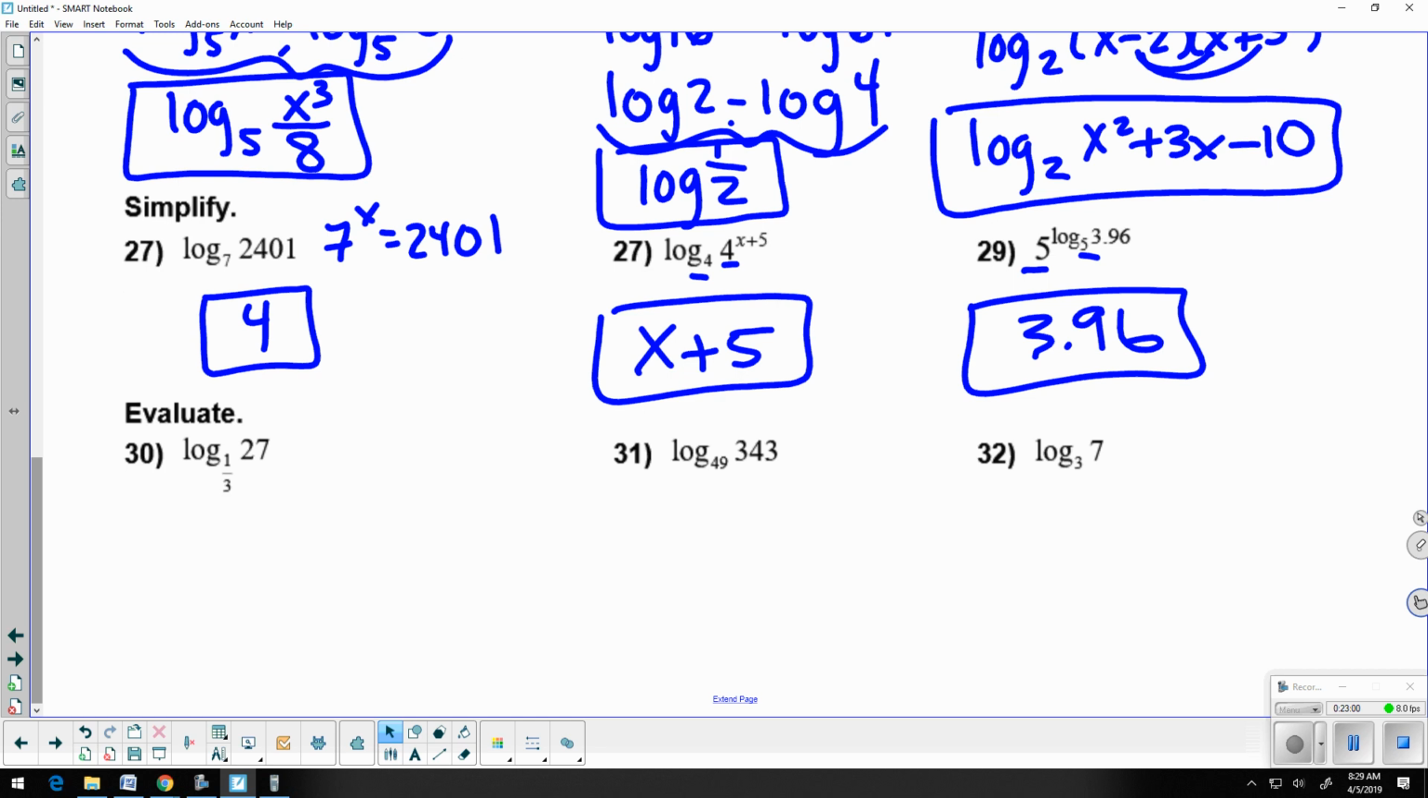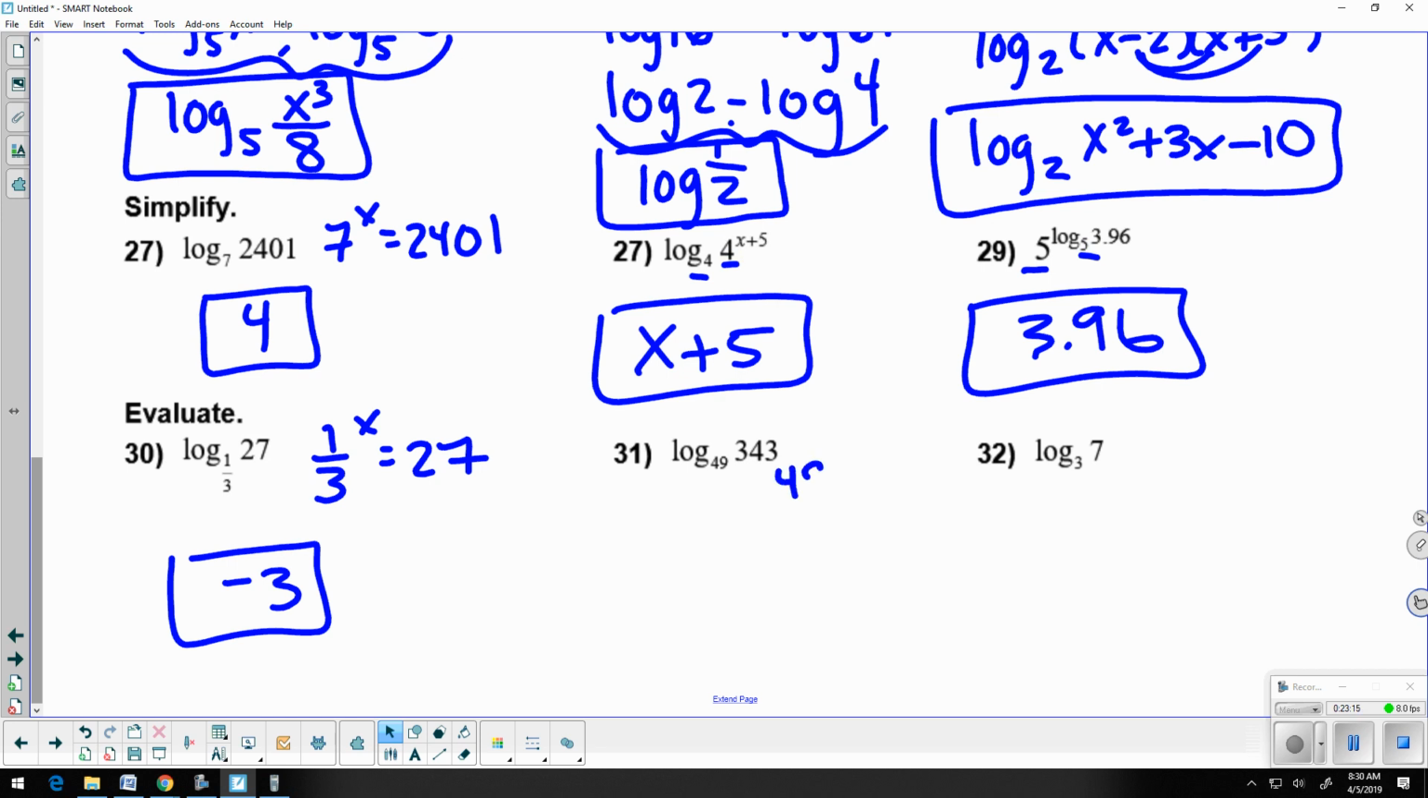And evaluating at the bottom now, so number 30. Again, check and see if you can do the mental math. It's 1/3 to what power is 27 is the question. And the answer would just be -3. Okay, so if you double check it too, you can always try that out.